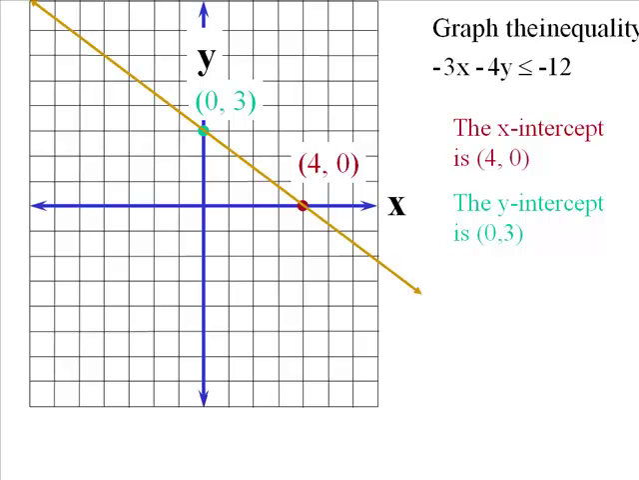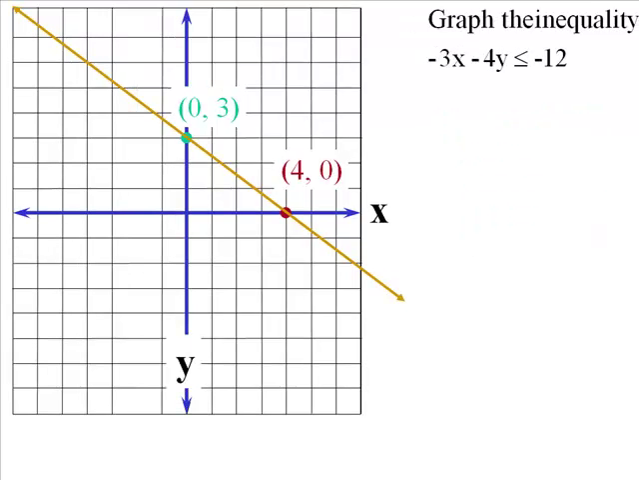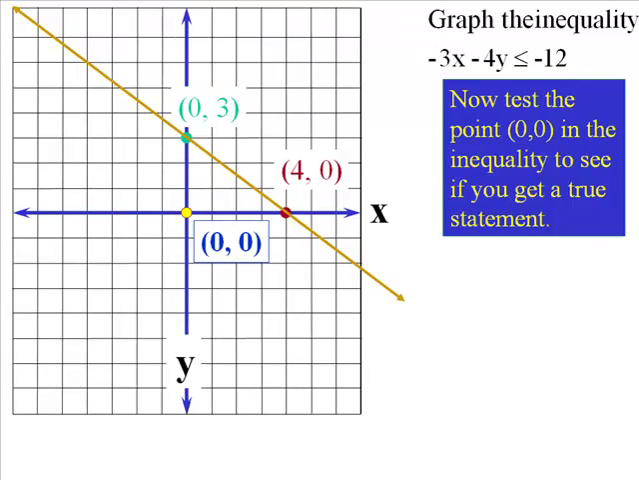A solid line because in my inequality I have a less than or equal to sign. If that was just a less than sign, I would have a dashed line. But since it's less than or equal to negative 12, it's going to be a solid line. Now we'll take our test point. My favorite point is 0, 0.